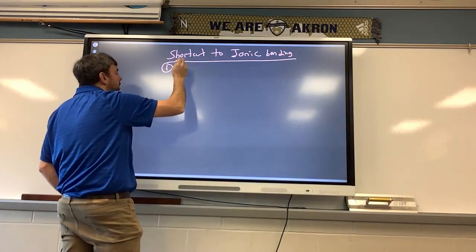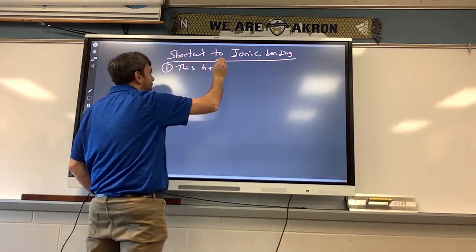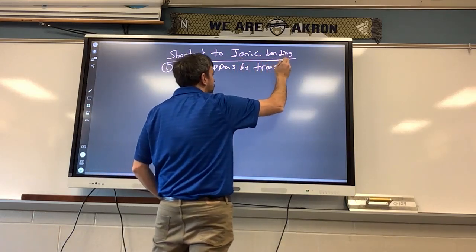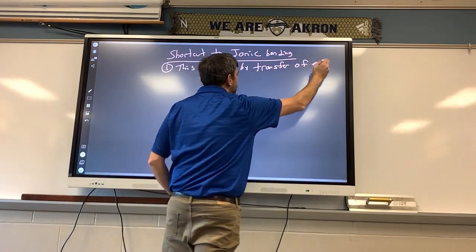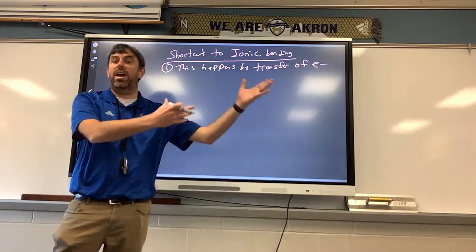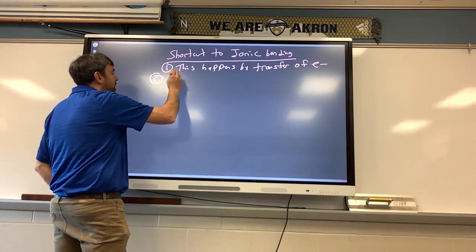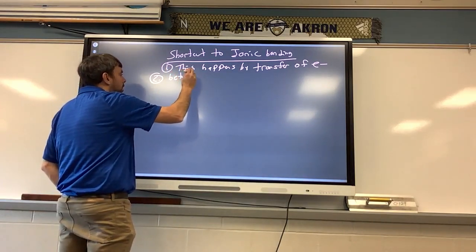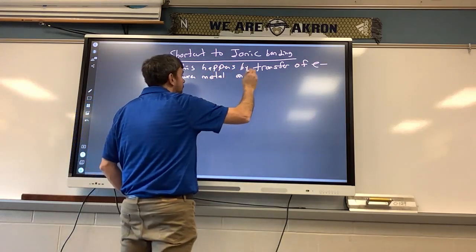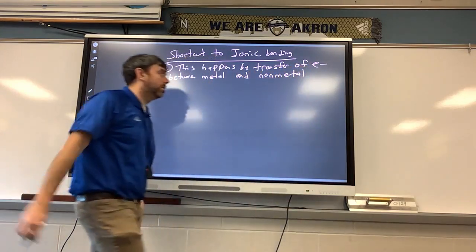Number one, this happens by transfer of electrons. And how are we showing that transfer on our pictures? With an arrow. Number two, this is between a metal and a nonmetal.